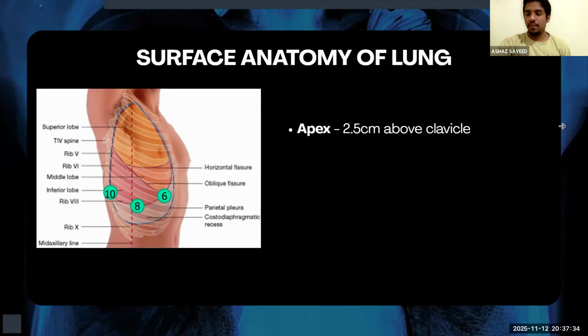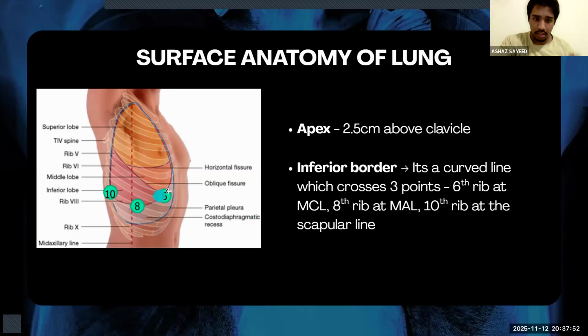First thing, if you want to look at a person and you want to make an estimate of where the apex of the person's lung is going to be, the topmost point, this thing right here, you have the clavicle, you go 2.5 centimeters above, that's going to be the highest point. That's going to be the apex. Now you have the inferior border, okay? For the inferior border, remember these three numbers, 6, 8, 10. And these are separated from each other by 2, okay? Like 6 plus 2 is 8, 8 plus 2 is 10.